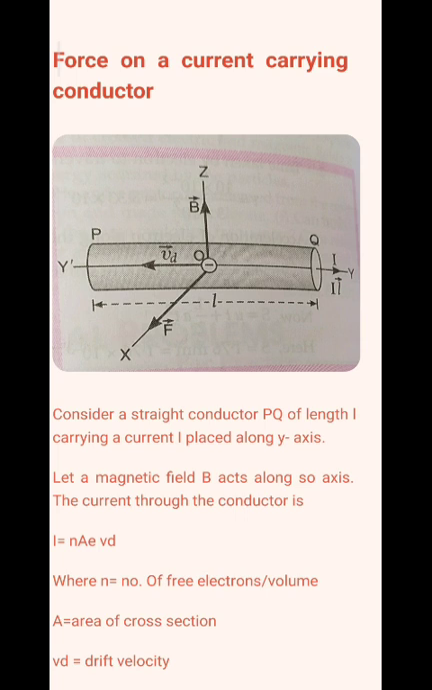Dear students of class 12th, today our topic will be force on a current-carrying conductor. Let us see, we have a conductor PQ of area of cross-section A, and a current I flows through it.